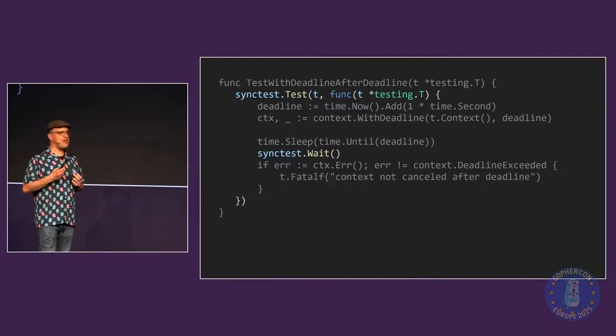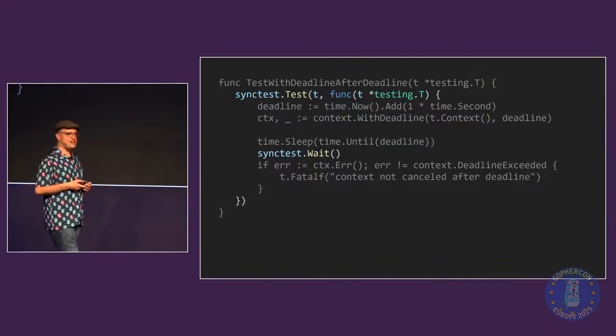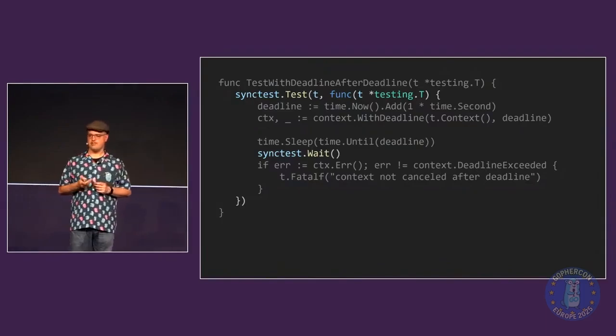This is a very simple example, of course, completely trivial, but this is also a real test of real production code. If synctest had existed when the context package was written, we'd have had a much easier time writing tests for it.